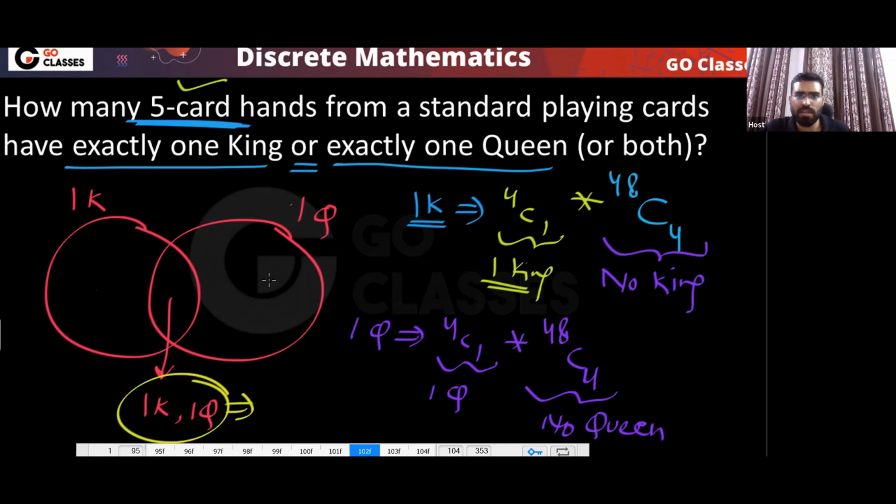1 king and 1 queen. What will be the answer for this? 1 king and 1 queen. So first you select 1 king, then you select 1 queen, then from the remaining cards, you select 3 cards. Here you select king, here you select queen, and here you don't have king, you don't have queen. So what will be the answer? The final answer will be twice multiplied by 4c1 into 48c4.